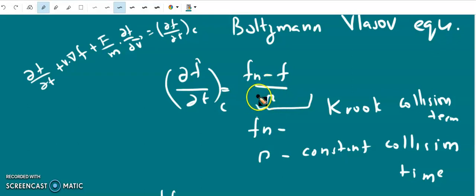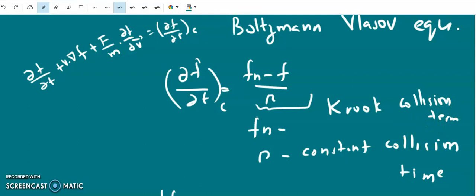This collision term can be approximated as (fn minus f) by tau, where fn is the distribution function for neutral atoms, f is our distribution function for the elements in the plasma, and tau is the constant collision time. This term (fn minus f) by tau is called the Krook collision term.